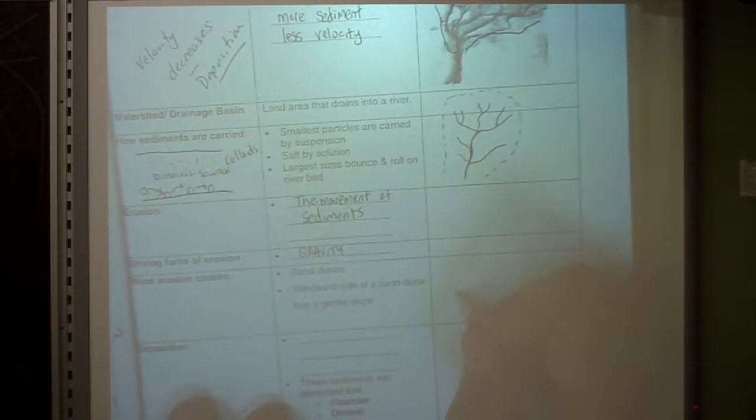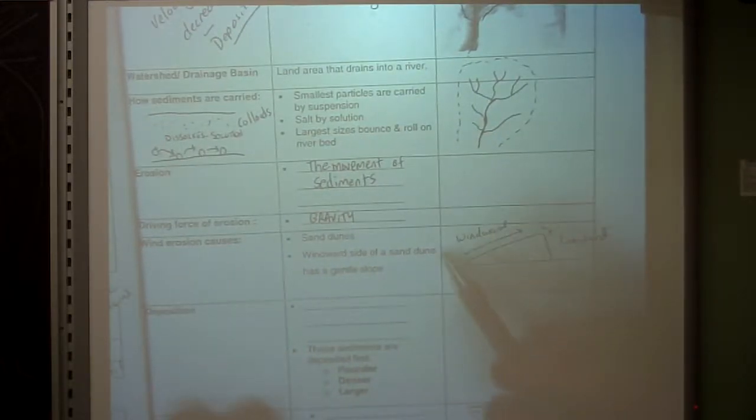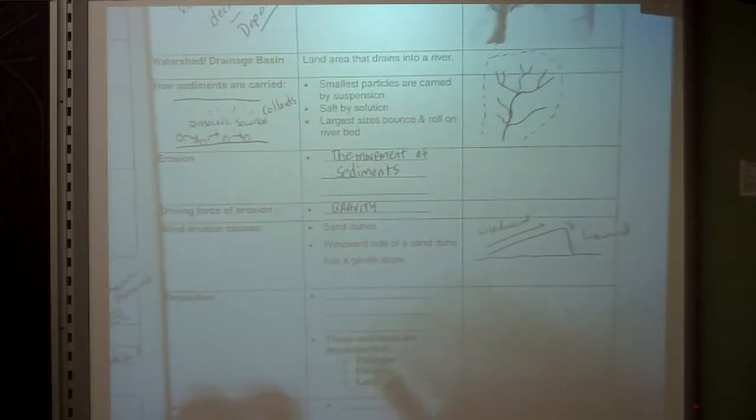So let's draw a picture of a sand dune. We'll talk a little bit about how I can tell which way the wind was blowing when the sand dune was formed. This side over here is called the windward side because the wind blows up this way and then comes down over here and it rolls the sand down, and so the sand dune actually starts to move. So this is called the leeward side, and we've heard those words before when we studied climates, right? So the windward side of a sand dune has a gentle slope.